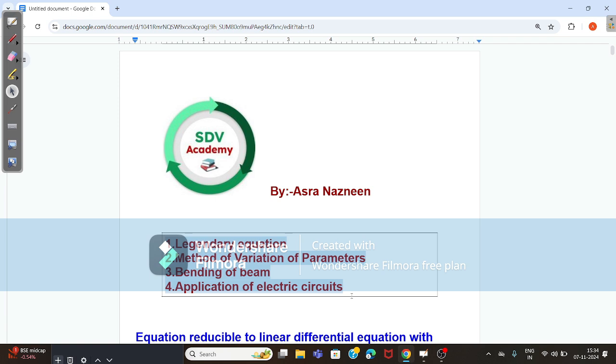Okay, today we will learn the topic about Legendre's equation, method of variation of parameters, bending of beam, and application of electric circuits. These four concepts today we will learn. Now, let us start.